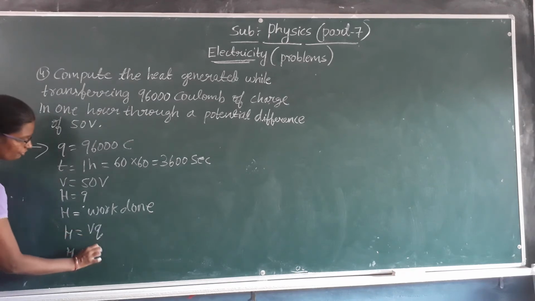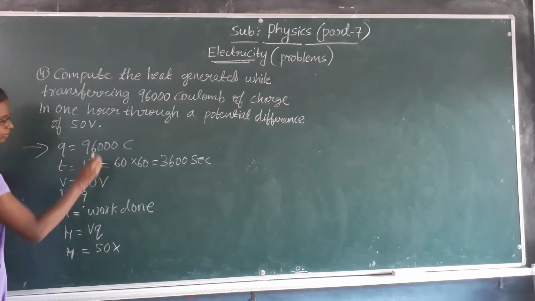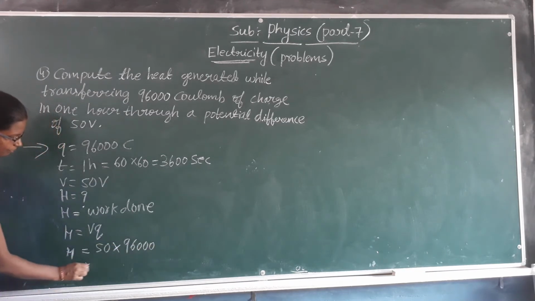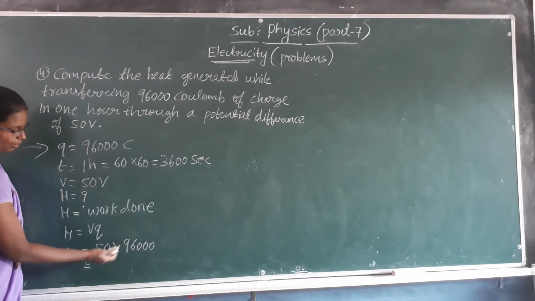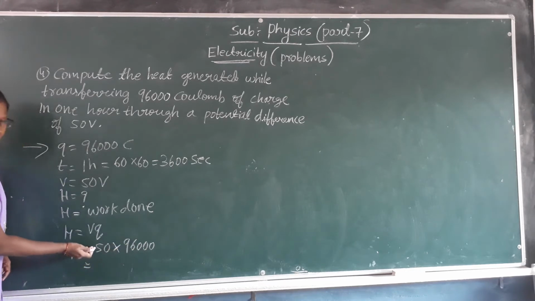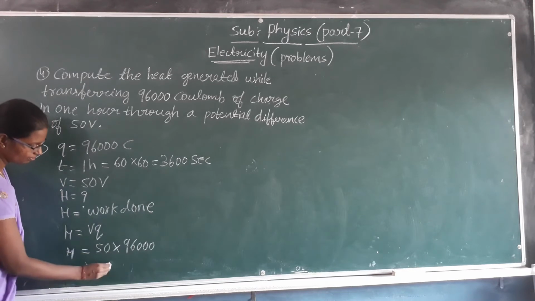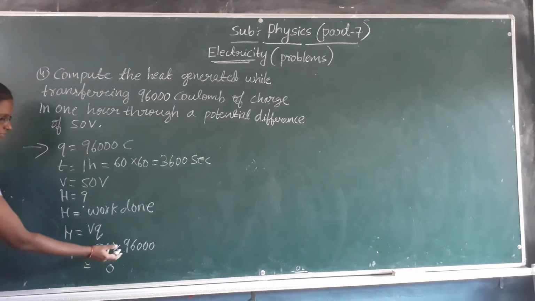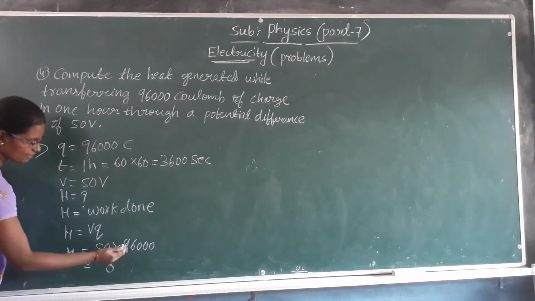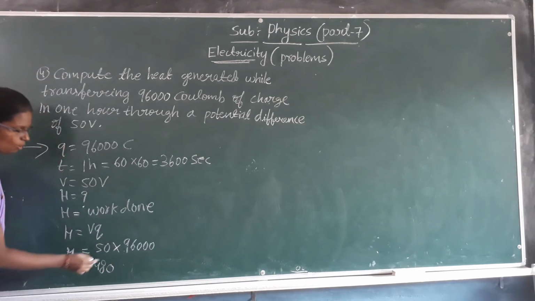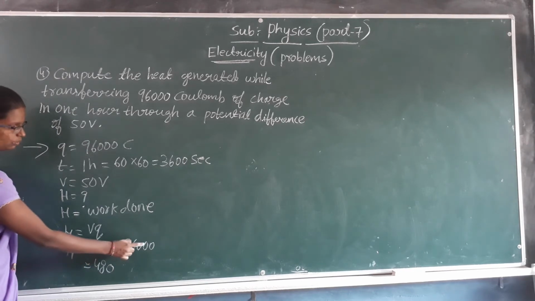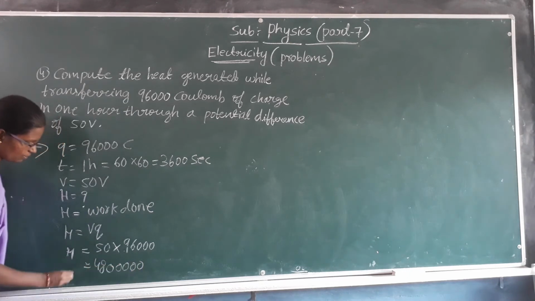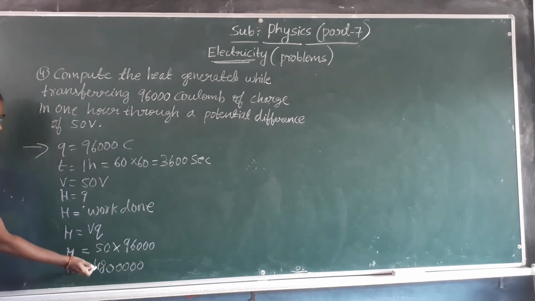So V value 50 into Q value 96,000. Okay. So here 0 is there, meaning leave those zeros. First take down this. 5 6 is 30, 3 carry. 5 9 is 45, 45 plus 3, 48. So how many zeros remain? Here see 1, 2, 3, 4 zeros. So heat generated is equal to this much.